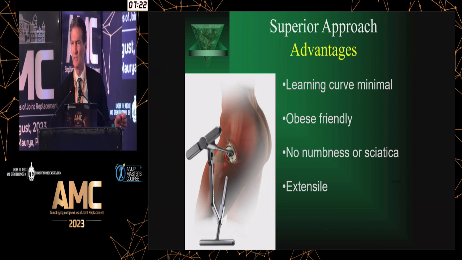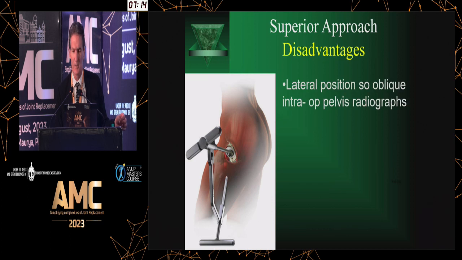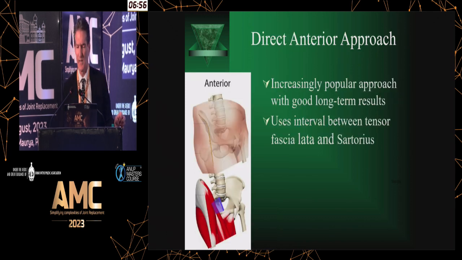There's no numbness and tingling like anteriors. You don't get the sciatic nerve issues like in posteriors, and it's easily extensile all the way down if you break a femur in the middle of your case. The disadvantage to me is I like to get an intraoperative radiograph to see exactly where I am, and of course you're in a lateral position, so you have a big oblique view, and it takes a lot of maneuvering to get a true AP that you'll be measuring post-operatively. That's the single biggest disadvantage to me.